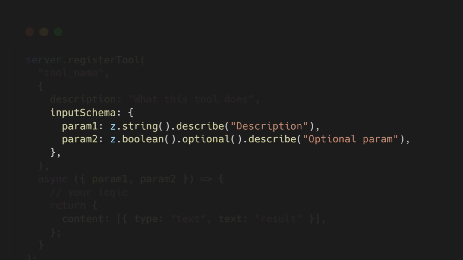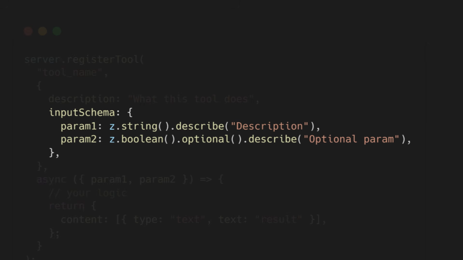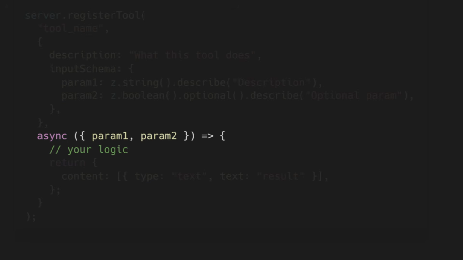Then comes the input schema. This is Zod telling the AI, here's exactly what I expect you to give me: a string, a number, a boolean, and don't even think about sending garbage. After that, we have an async function, which is the brain of the tool. This is what happens when the AI actually calls it.